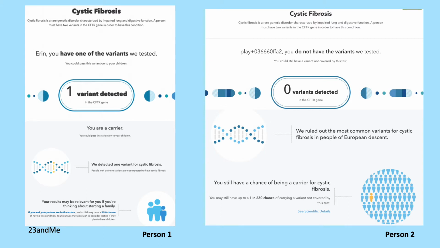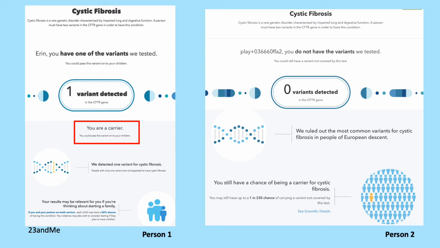Let's take a look at an example. Here is a cystic fibrosis carrier status report from 23andMe. Cystic fibrosis is a recessive disease caused by mutations in the CFTR gene. It results in mucus building up in the lungs, recurrent lung infections, and progressive difficulty breathing. Here on the left, person 1's report shows that she is a carrier for CF, since she has one of the disease variants this test looked for.